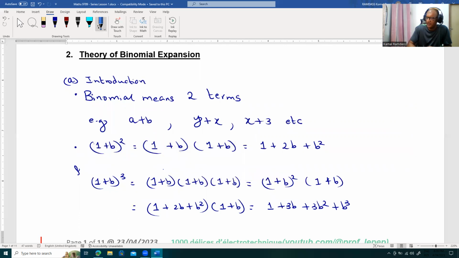Qu'appelle-t-on expander? Ça veut dire, je prends a plus b, je multiplie par a plus b, je vais gagner a square plus 2ab plus b square. Ça veut dire, this expression, binomial raised to a power, has been expanded into this expression, et c'est ça qu'on appelle the binomial expansion.